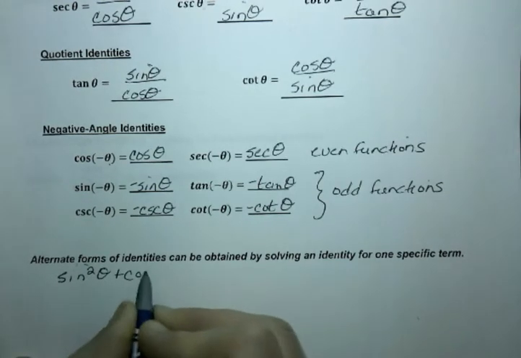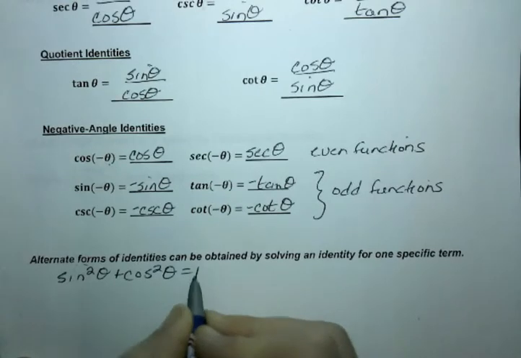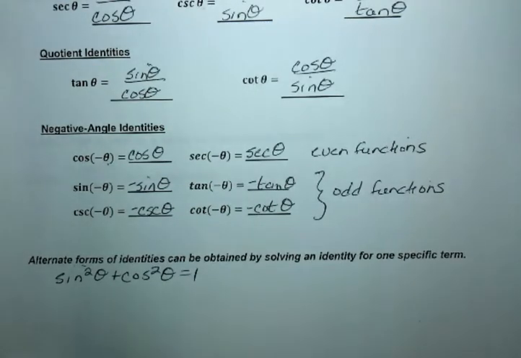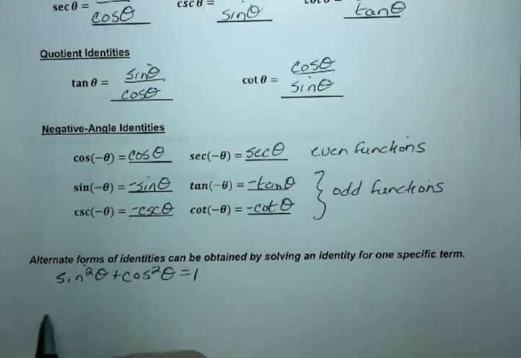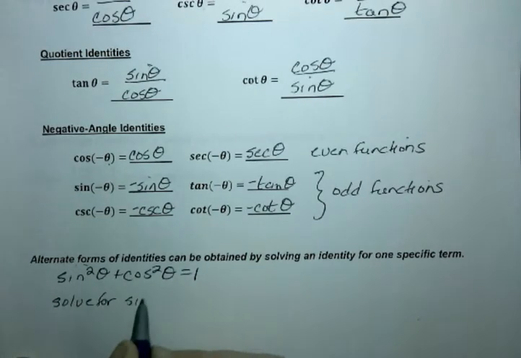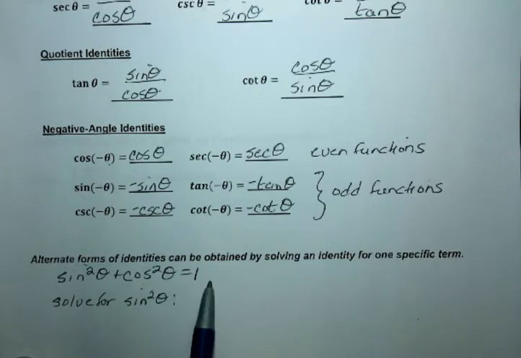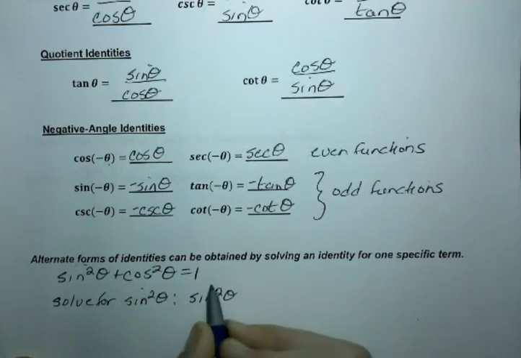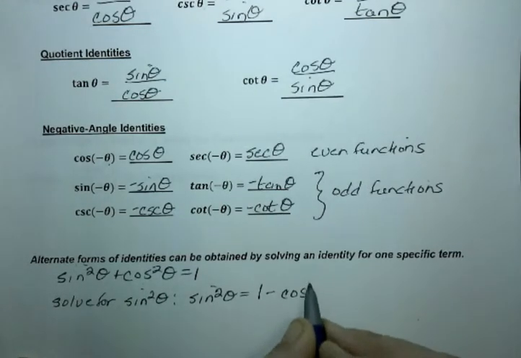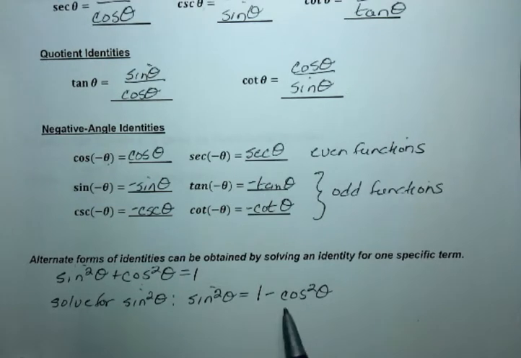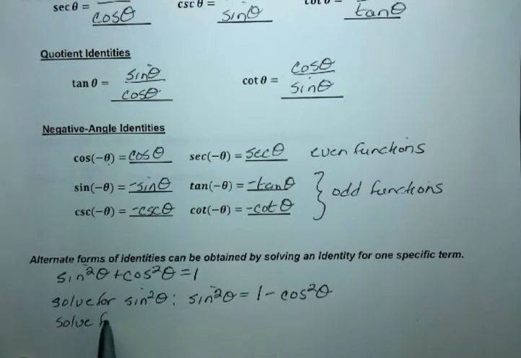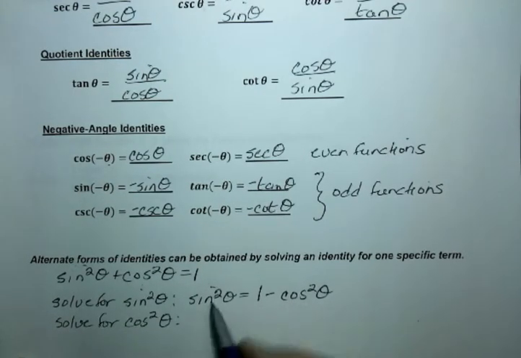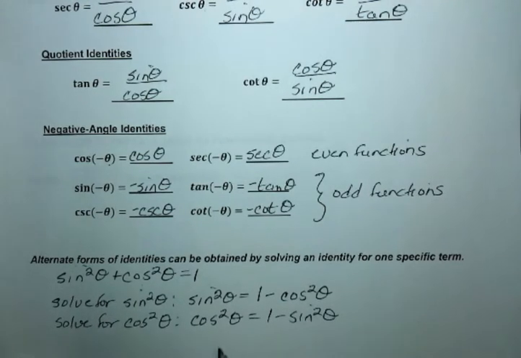If we take our basic Pythagorean identity, sine squared theta plus cosine squared theta equals 1, let's say that we want to solve it for sine squared theta. We could do that by subtracting cosine squared theta from both sides. That would give us sine squared theta equals 1 minus cosine squared theta. This would be an alternate form of this identity. We could also solve this for cosine squared theta by subtracting sine squared theta from both sides. That would give us cosine squared theta equals 1 minus sine squared theta.